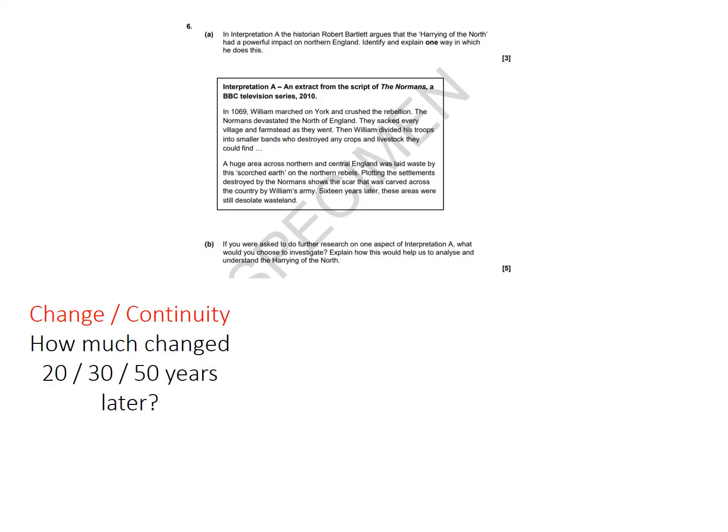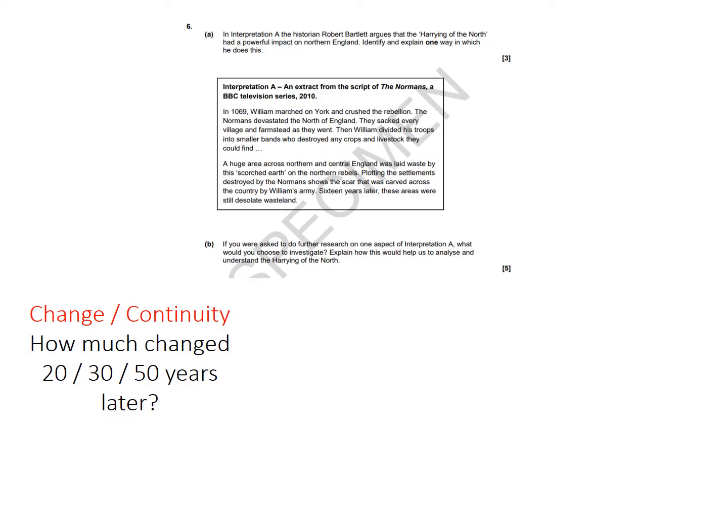Okay, that's simple if we think about those 3 groups again. So what I could do is choose to look at change and continuity. So I could look at how much the situation had changed 20, 30, 50 years later.